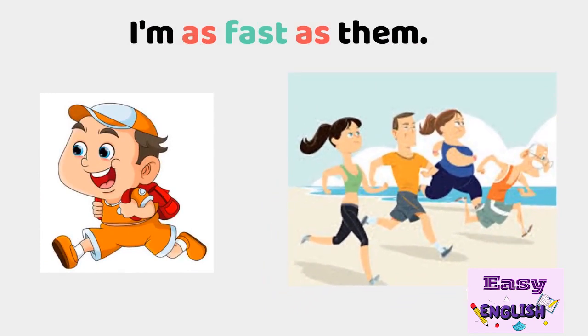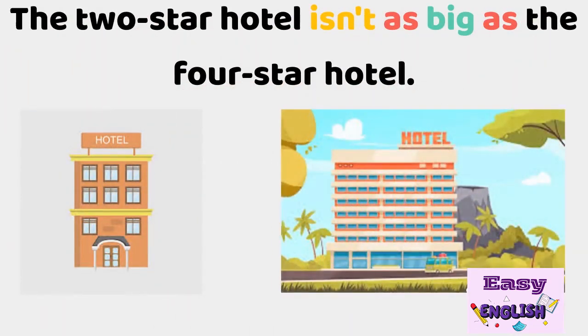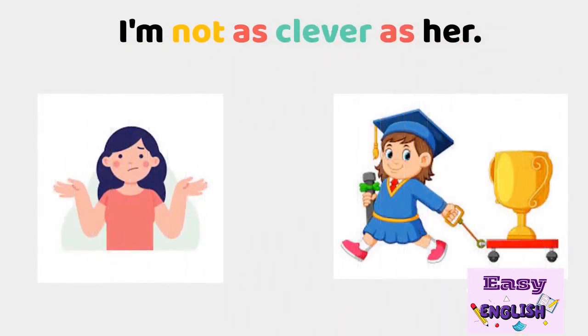We use not as to talk about a difference between two things or people. For instance, the 2-star hotel isn't as big as the 4-star hotel. I'm not as clever as her. This means she's cleverer than me.